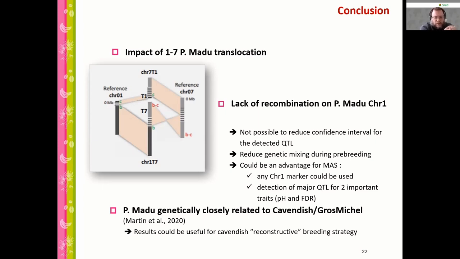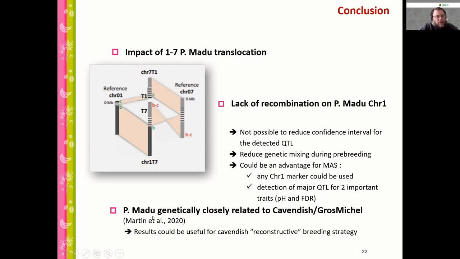And it could be a problem for us to use this QTL for marker-assisted selection, because we have to work with a really strong linkage between a marker and the trait. It could also reduce the genetic mixing during the pre-breeding, but it could also be an advantage, because if you don't have other bad traits on this chromosome 1, you could use any chromosome 1 marker to perform selection. And it's also really interesting to see that we have detected a major QTL for two important traits on this linkage group, so pH and finger drop resistance.